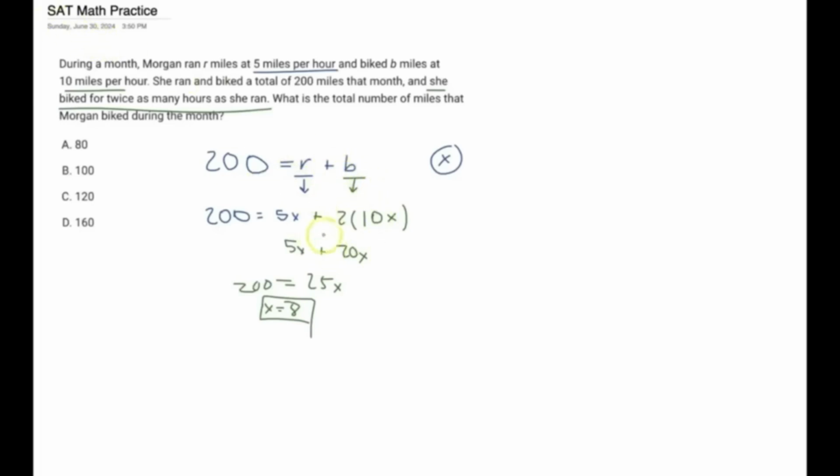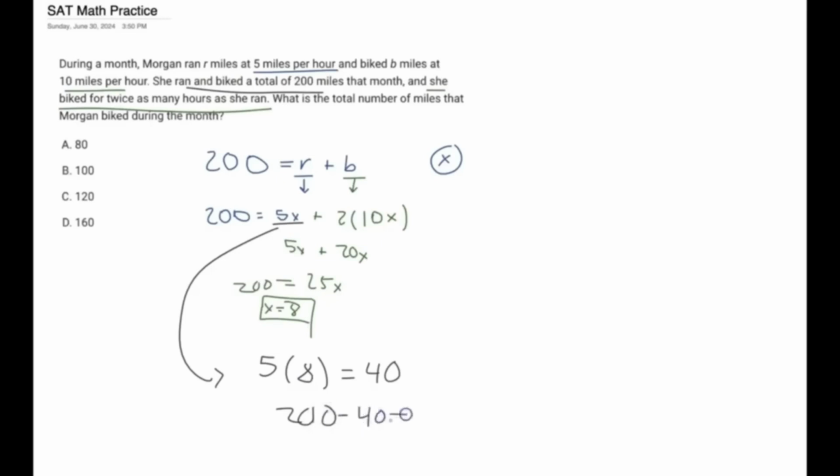Now, why? Well, because we can plug this back into the 5x here. So we know that she runs 5 miles per hour. So if she's doing x activity for 8 hours, that's going to give us 8. So that's 40. That's 40 miles. And we know in total, she ran and biked a total of 200 miles. And so 200 minus 40 is 160 miles. And so that is our final answer.